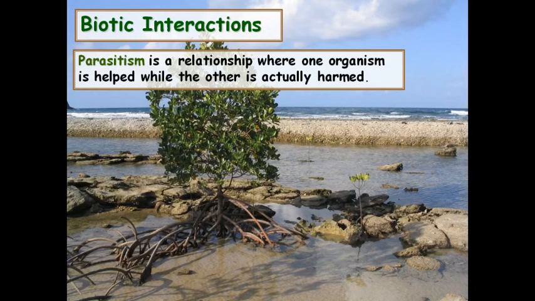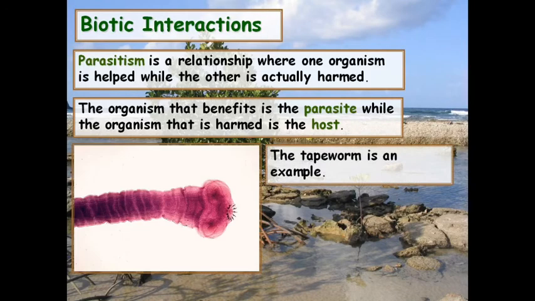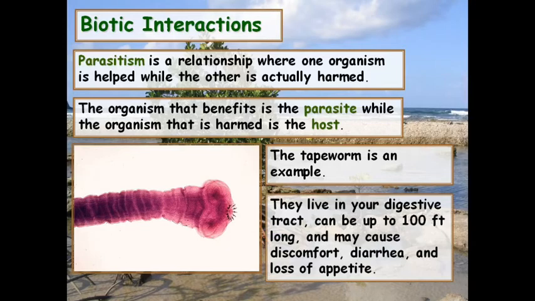The next type is parasitism. One gets help, the other one gets hurt. Tapeworms, great example of that. This thing will latch on inside your body. It'll eat all your food. You're not going to get your nutrients. It's just going to keep getting bigger. They can get up to be 100 feet long, and it can really hurt you because it's getting your nutrients instead of you.